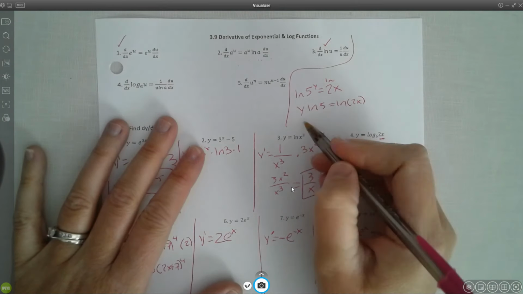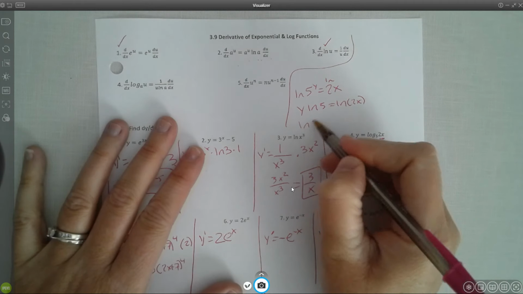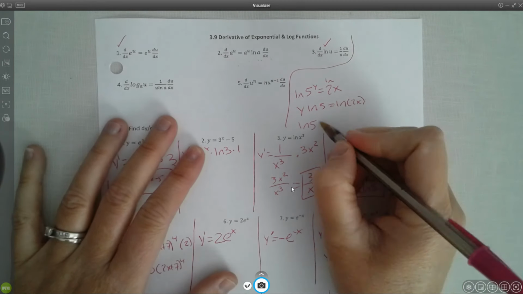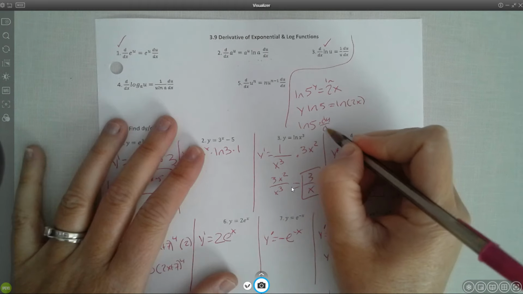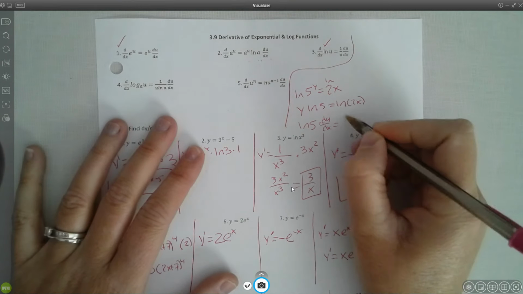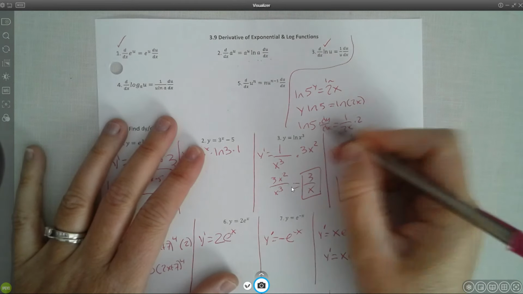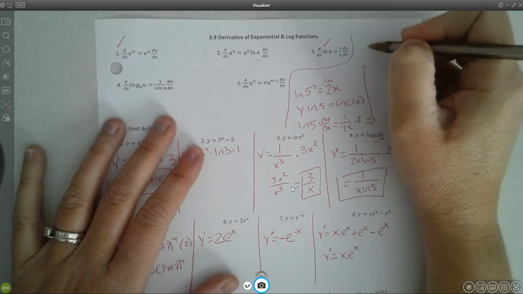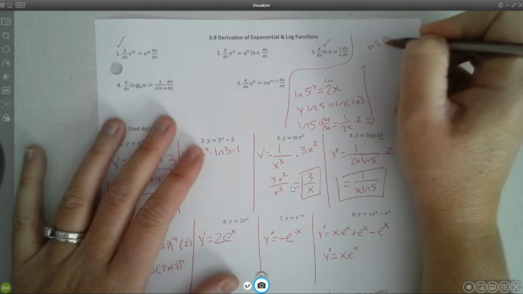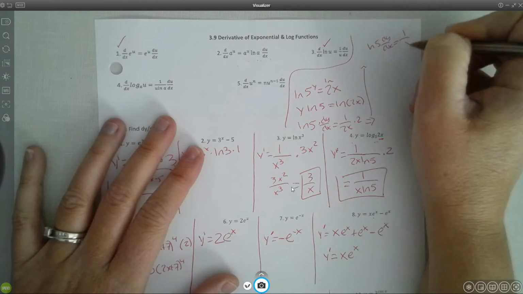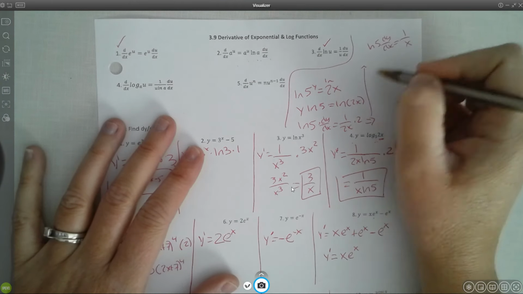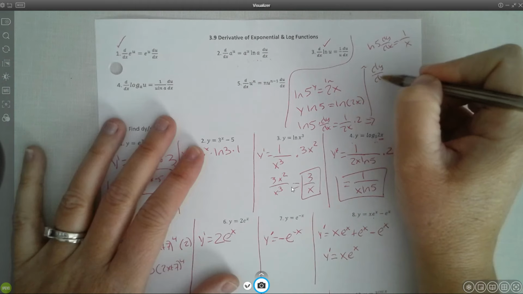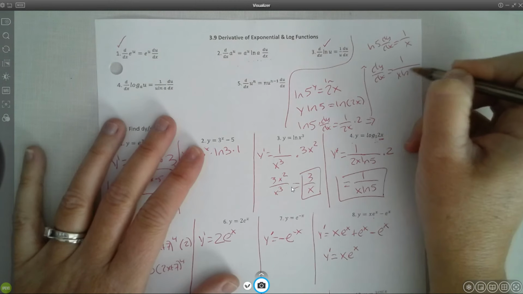The derivative of this would be, it's a number, so ln of 5 times dy over dx equals this derivative, so that'd be 1 over 2x times 2. So then this gives me, I'm going to put it up here because I'm running out of space, ln of 5 dy over dx equals 1 over x because the 2's cancel, and then divide that over. So dy over dx equals 1 over x ln of 5.